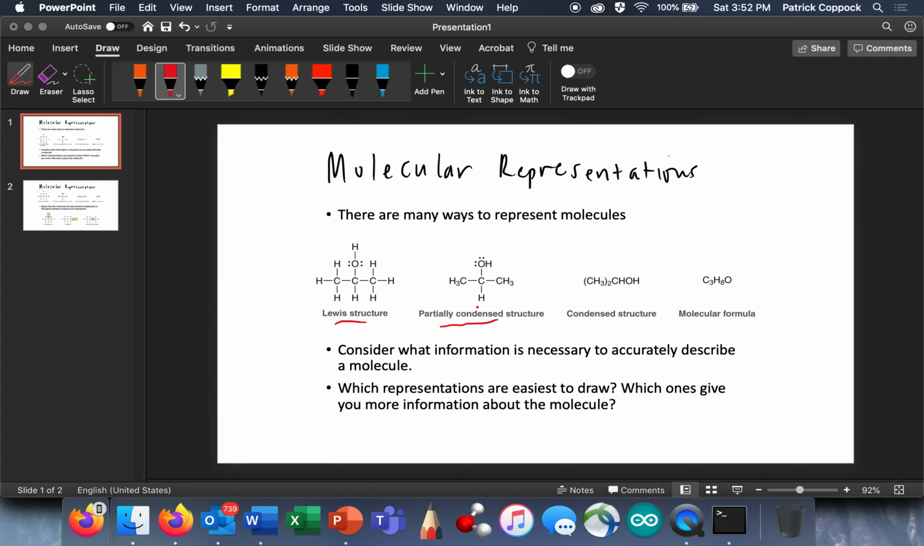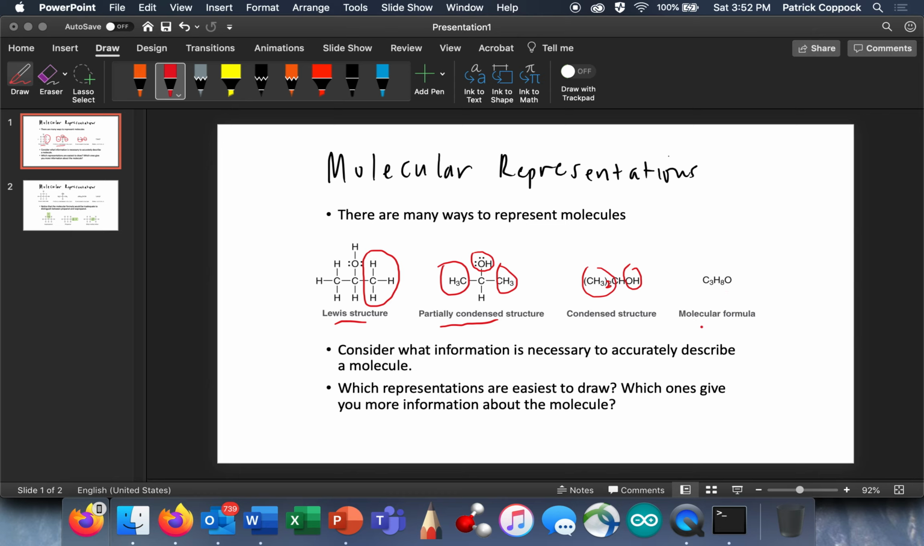So can you see how this is partially condensed? You've got that CH3 right here, which is now drawn as a CH3, right? And then it's more of a condensed structure, so both of those CH3s are now drawn together with a 2, right? You see that? And then you've got this OH, which is here. Okay, that's a condensed structure. And then we've got the molecular formula, C3H8O.